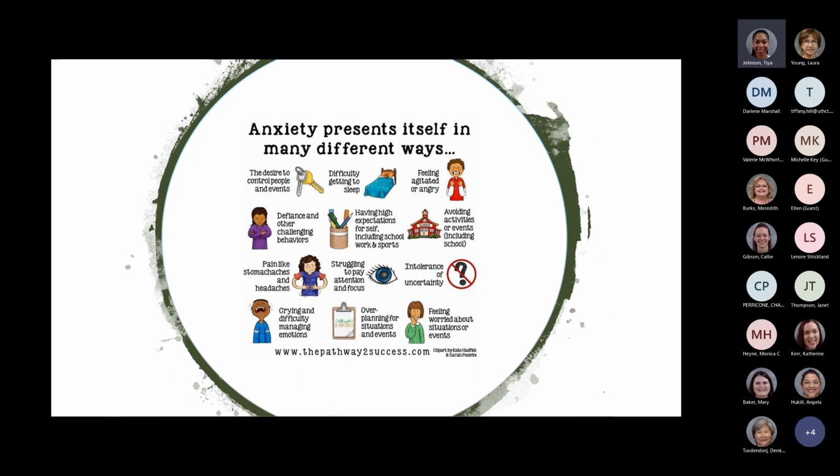Someone with anxiety, a child with anxiety, can have intolerance of uncertainty. They may have crying and difficulty managing their emotions. They can have issues with over planning for situations and events, and they can have feelings of being worried about situations or events.